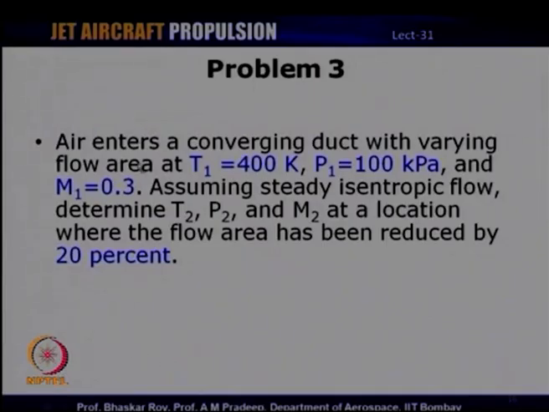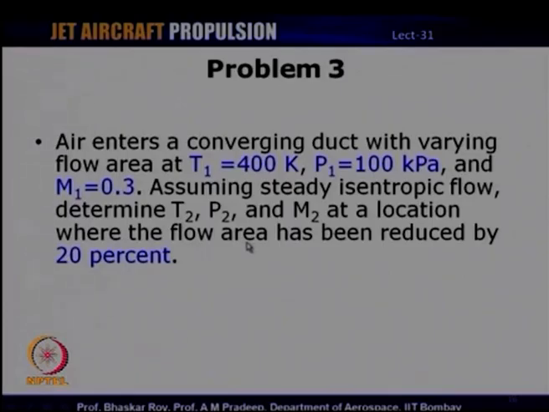which states that air enters a converging duct with varying flow area, and the static temperature at the inlet of the duct is 400 Kelvin and static pressure is 100 kilopascal, and the inlet Mach number is given as 0.3. So, if you assume steady isentropic flow, determine the exit static temperature and pressure as well as the Mach number at a location where the flow area has been reduced by 20%.